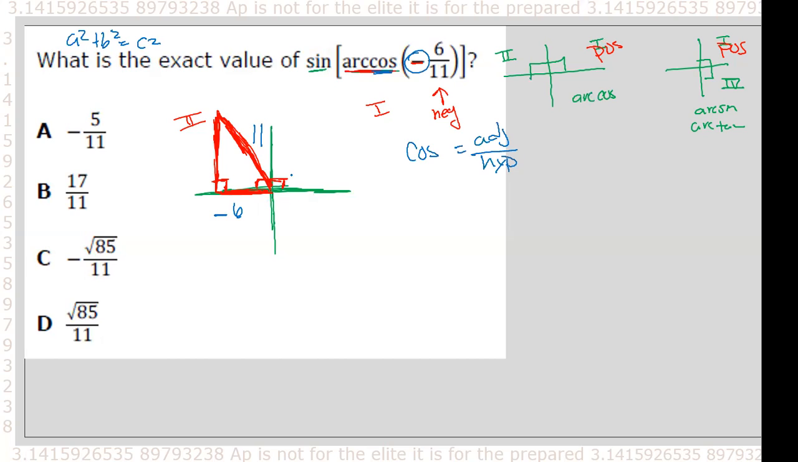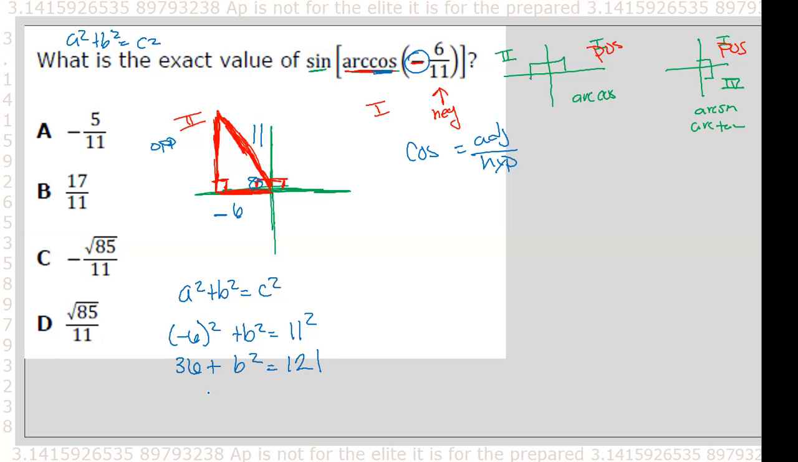So we have this nice looking triangle right here. We are missing a side, the opposite side of this theta, but that's nothing to stress about because we can find it. How do we find the missing length of a right triangle? Hopefully you said the Pythagorean theorem, which is a squared plus b squared equals c squared, which is negative 6 squared plus b squared is equal to the hypotenuse, which is 11 squared.